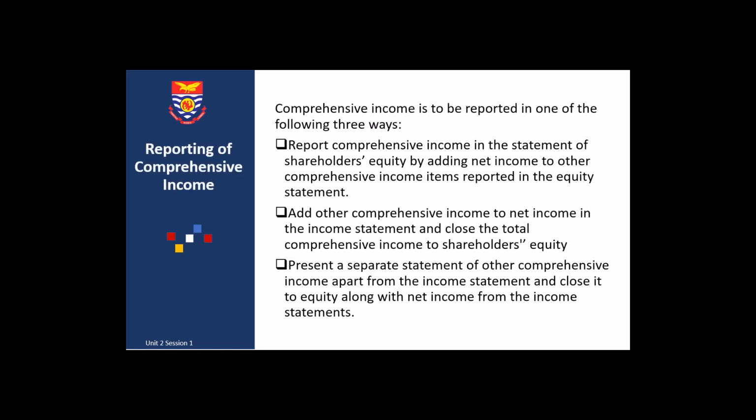Comprehensive income can be reported in several ways, and these are the three main ways. First of all, you can report comprehensive income in the statement of shareholders' equity, and you can do that by adding net income to other comprehensive income items, and you report it in the statement of equity. Or you can add other comprehensive income to net income in the income statement, and then finally you can close the total comprehensive income to shareholders' equity.